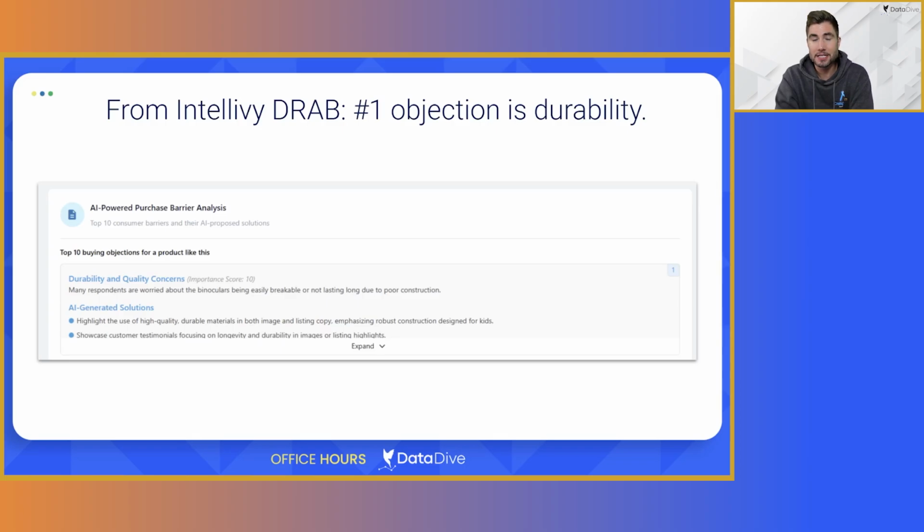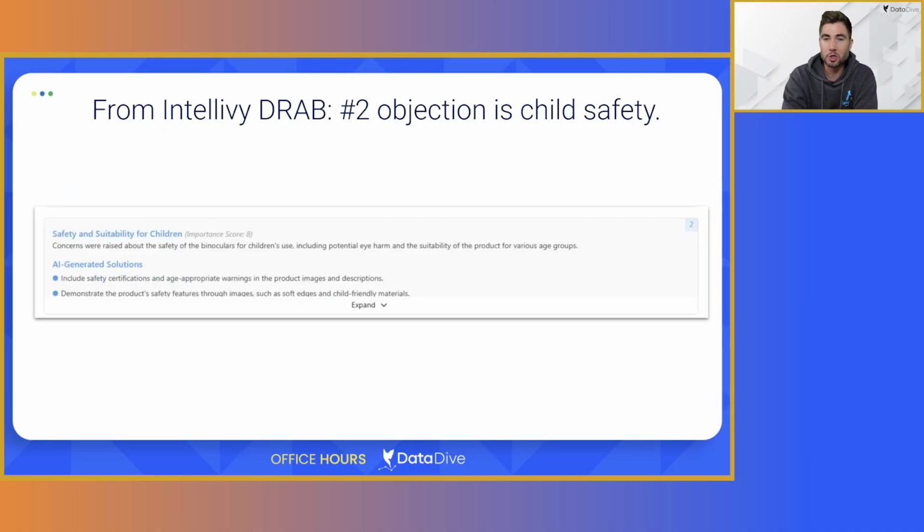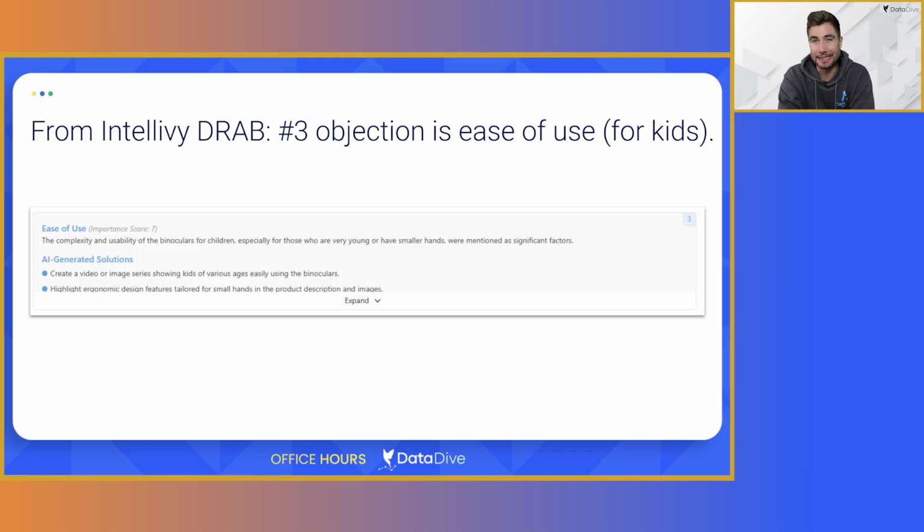But for these kids' binoculars, the number one objection that came up in the Drab was durability. Number 2 objection was child safety. And number 3 objection was ease of use for kids. Now, if you don't have the budget, I recommend using Intellivy. I recommend the Drab test. It's one of my favorite tests to run for all market research.